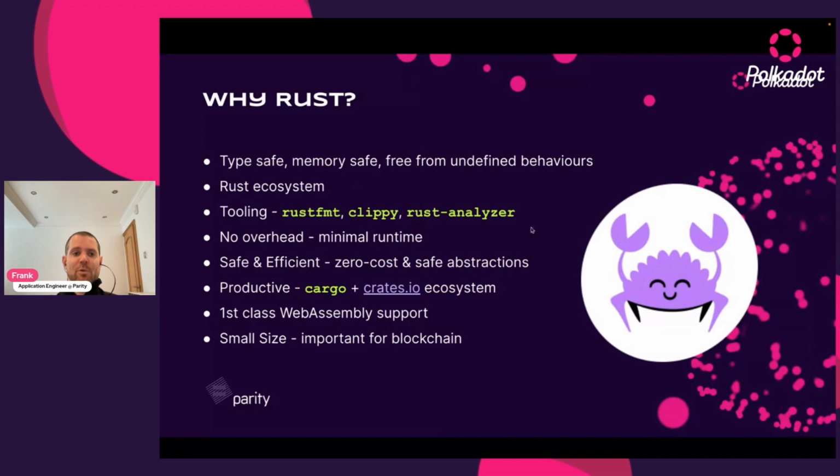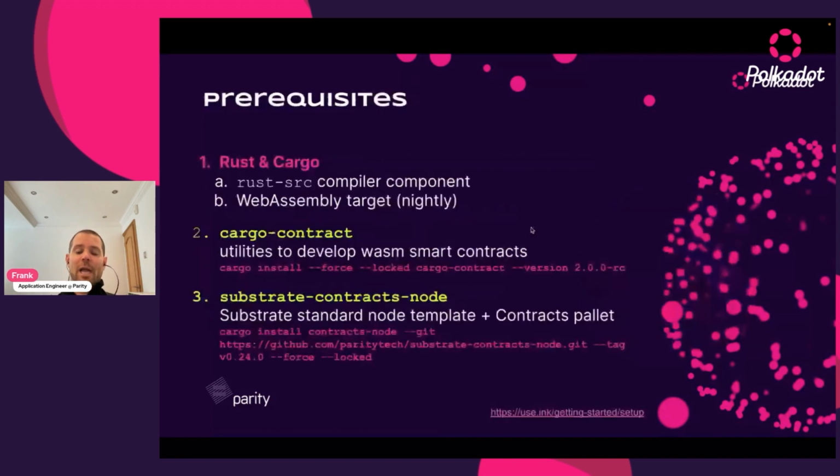So then let's just move on to the actual prerequisites for getting started using Ink! There are three major components, super easy to get up and running. So obviously we need Rust and Cargo. Two minor components within that are the Rust source component, and then the WebAssembly target, because obviously we are targeting WebAssembly, then uploading blobs onto the blockchain.